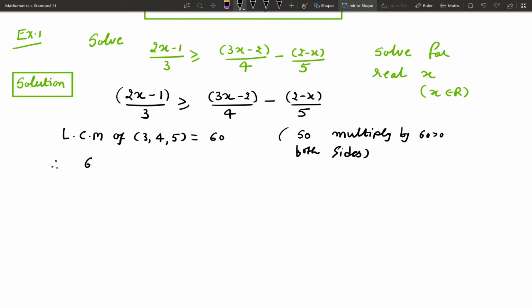So here 60 into (2x - 1)/3, 60 is greater than 0, so there is no change in the inequality. If we multiply by a negative number, then the inequality will change. So multiplied throughout by 60.